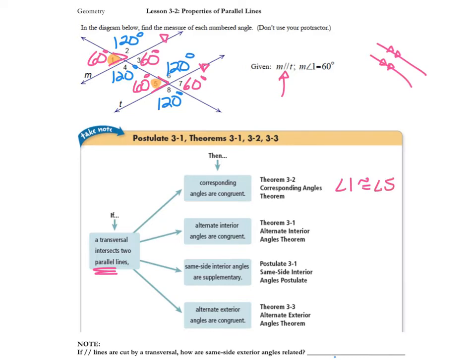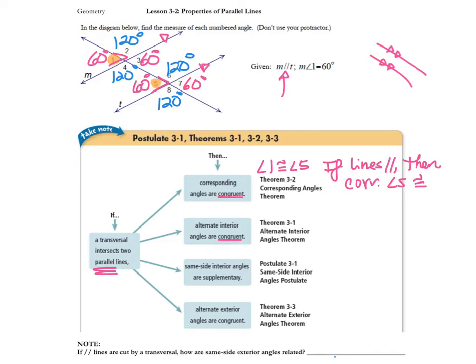The way you would write that is, let me get rid of that for a minute here. The way you would write that is, if lines are parallel, then corresponding angles are congruent. So that would be like angle 1 is congruent to angle 5. Likewise, alternate interior. So corresponding pairs are congruent.